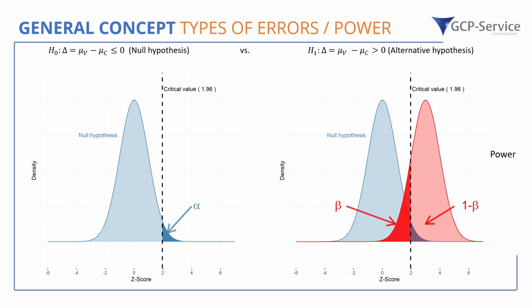And the aim of a statistical test is to maximize or to optimize the power in a statistical test. Because, just as a short reminder, the power is the probability that we correctly reject the null hypothesis and conclude that the alternative is true.